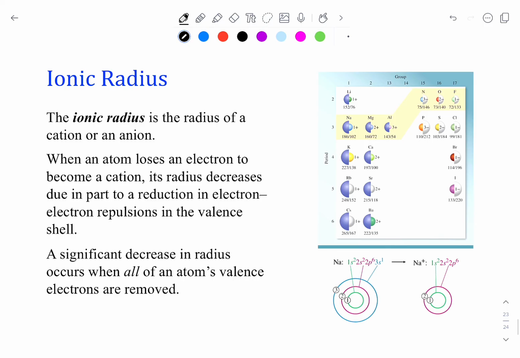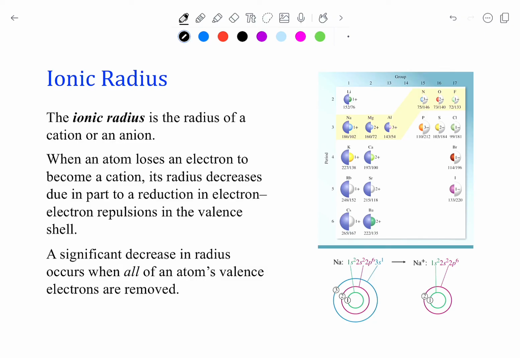How does this affect the radius when we're creating ions, when we're adding and removing electrons? How does this affect the radius of our atom? Well, we talked about atomic radius before, and we said it depends on the number of layers, the number of shells that we have, n values. As we increase the n value, we increase the atomic radius. But now that we're changing those number of electrons, and for some of these removing entire shells, how does that affect the radius? Well, the ionic radius is the radius of a cation or an anion.